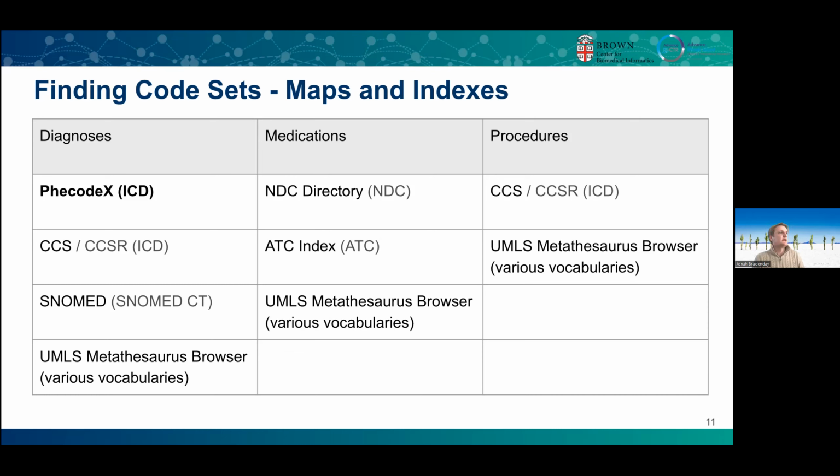These are all examples of maps and indexes categorized by domain. So we have some diagnoses resources, medications resources, and procedures, as well as vocabulary. So there's ICD codes, NDC codes, ATC codes, and so on. And I'm going to go over a brief example using PheCodeX to find a list of type 2 diabetes ICD codes. But even though the tools might differ from one another a little bit, they should be similar in the process where you start broad and you add more specificity.